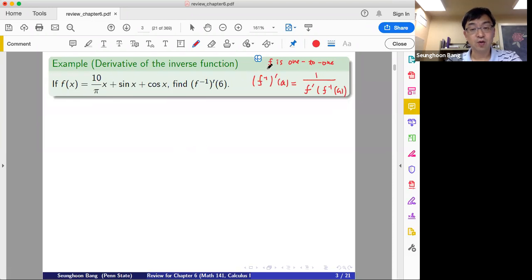First, you can check whether function f is 1-to-1 or not. How can you check? I want to check whether f prime of x is increasing or decreasing. What does it mean? If f prime is a positive number, the function f is increasing. If f prime is less than 0, the function f is decreasing. An increasing function is always 1-to-1. A decreasing function is also always 1-to-1.